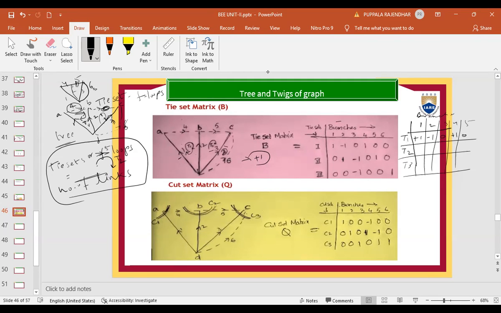Tie set 2 to first branch: 0. Tie set 2 to second branch: +1. Tie set 2 to third branch: -1. Tie set 2 to fourth branch: 0. Fifth branch: I said tie set 2 to fifth branch, +1, right? Yes, sir, +1.